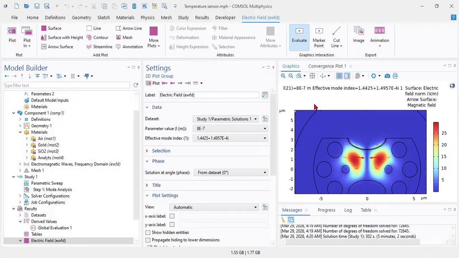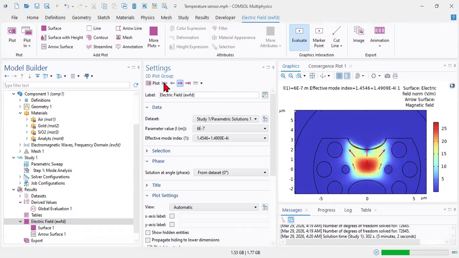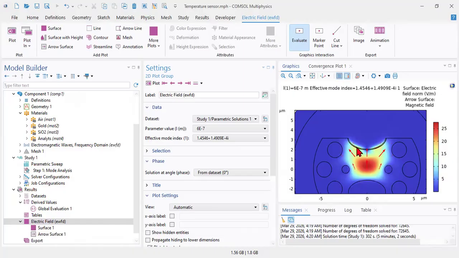Hi. Okay, the simulation is done, right? Yeah, the simulation is done. So let's see again the same thing. From 600 nanometer. Okay, so this is the Y polarized light for 600 nanometer. Here you can see that confinement loss is very high.